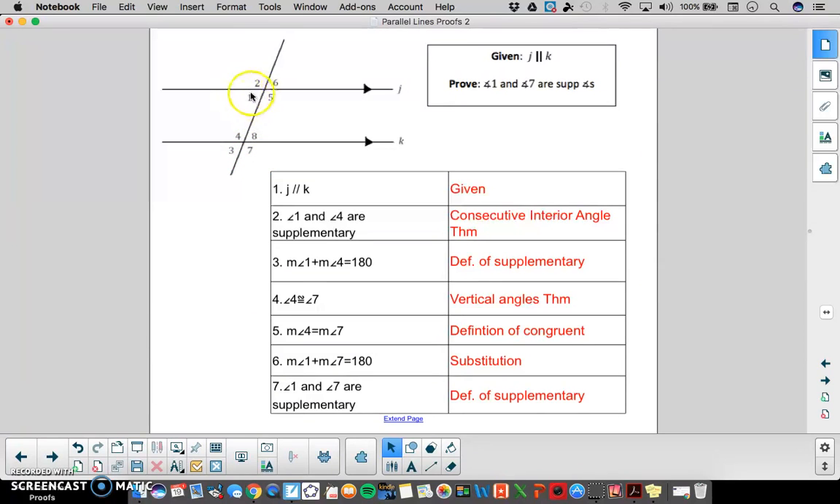So angle 1 is consecutive interior with angle 4. And so we know from our consecutive interior angle theorem that 1 and 4 would be definitely supplementary. Because we know they're supplementary, we know angle 1 plus angle 4 must equal 180. And that's the definition of what supplementary means. That directly follows from that statement above it.